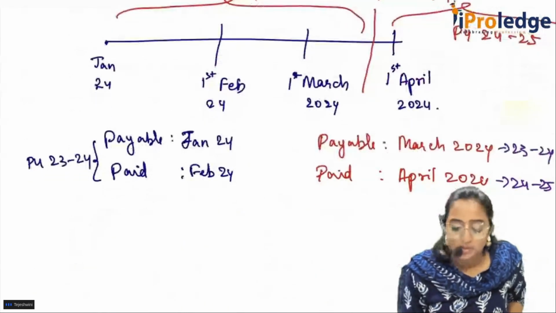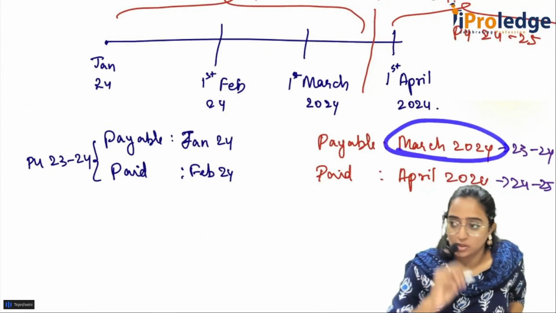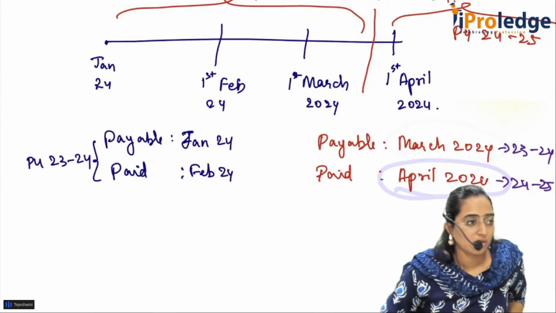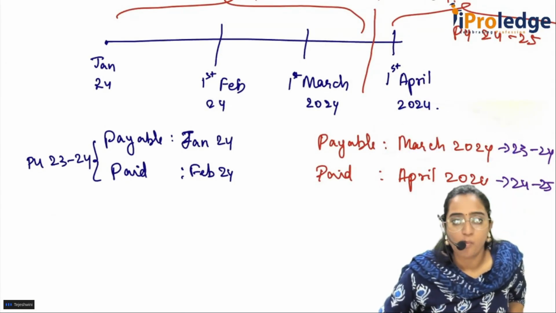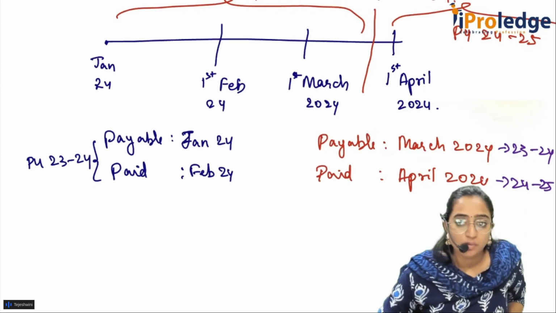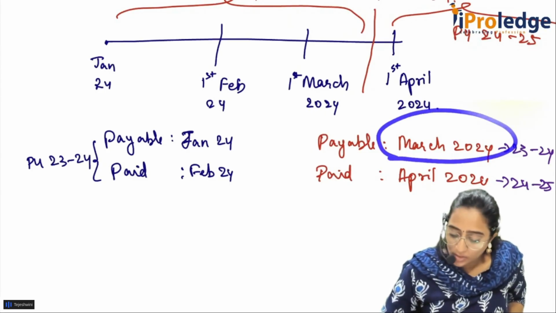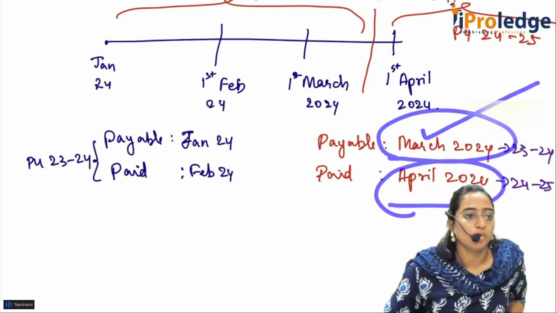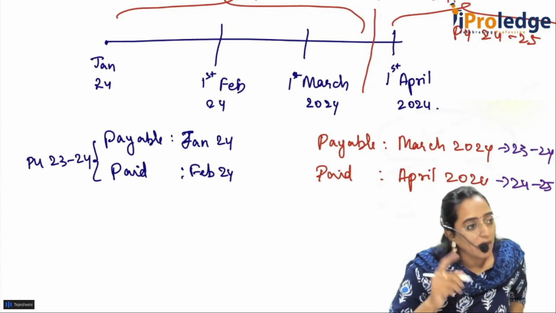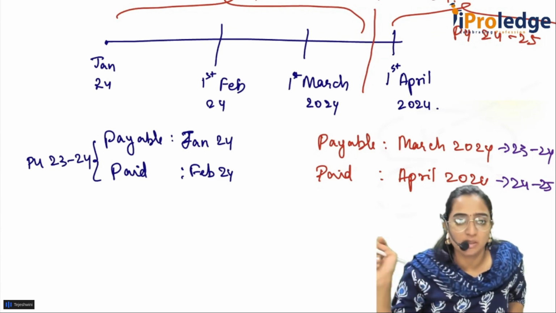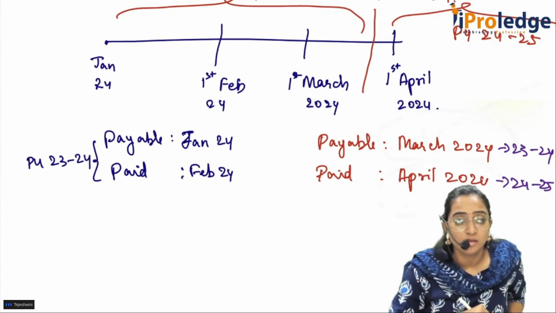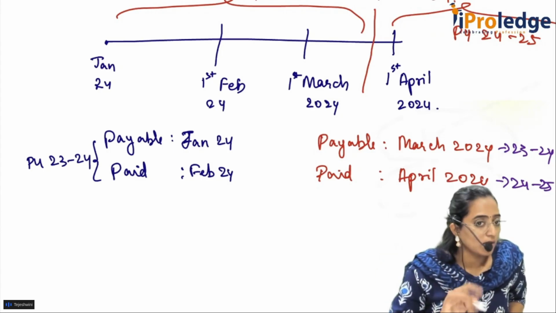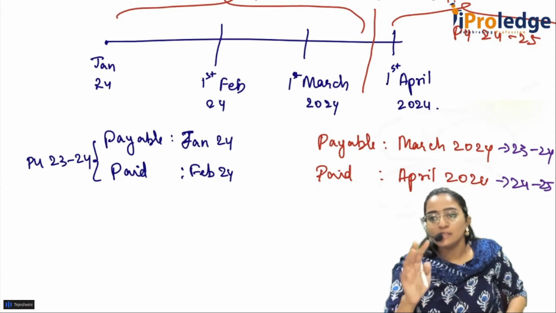What do I mean? See, when is the due happening? March 2024. When is the receipt happening? April 2024. Whichever is earlier. Which one is earlier? March 2024 is earlier. Everyone, March 2024 is earlier. So what does it mean? Due basis or receipt basis, whichever is earlier, it is taxable on due basis. The earlier one is March. So March month's salary, even though it is received in the month of April, shall be taxed in the year 23-24. Clear? Everyone.